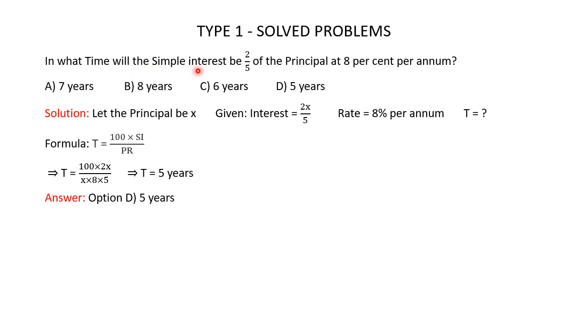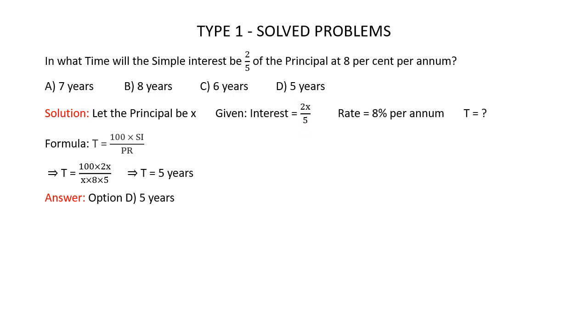In what time will the simple interest be 2/5 of the principal at 8% per annum? Here you are given 4 options and you have to find out which of these options is the correct one. Now here it's given that the simple interest is 2/5 of the principal, but we do not know what is the principal. So let's assume that the principal is X. Then according to the question, the interest would be 2/5 of the principal, which is 2/5 of X, that is 2X/5.